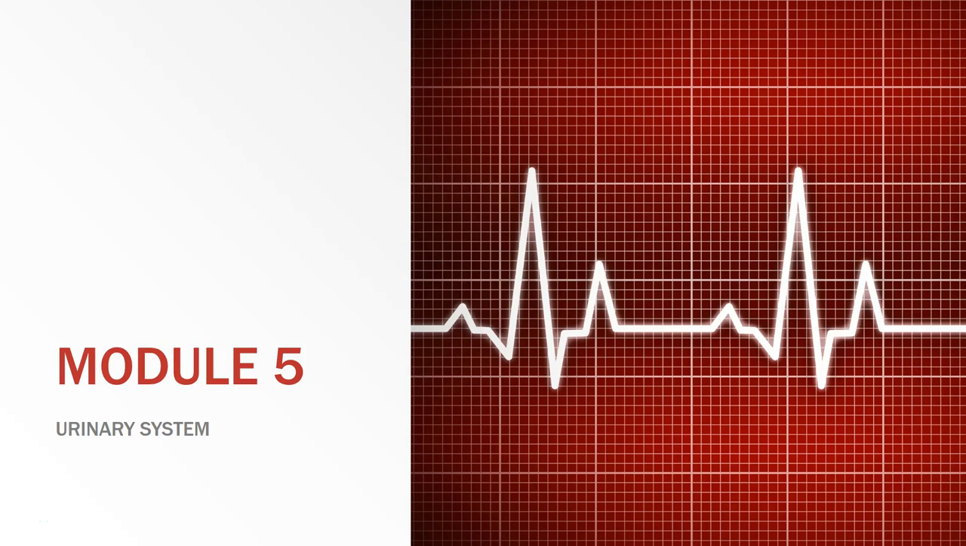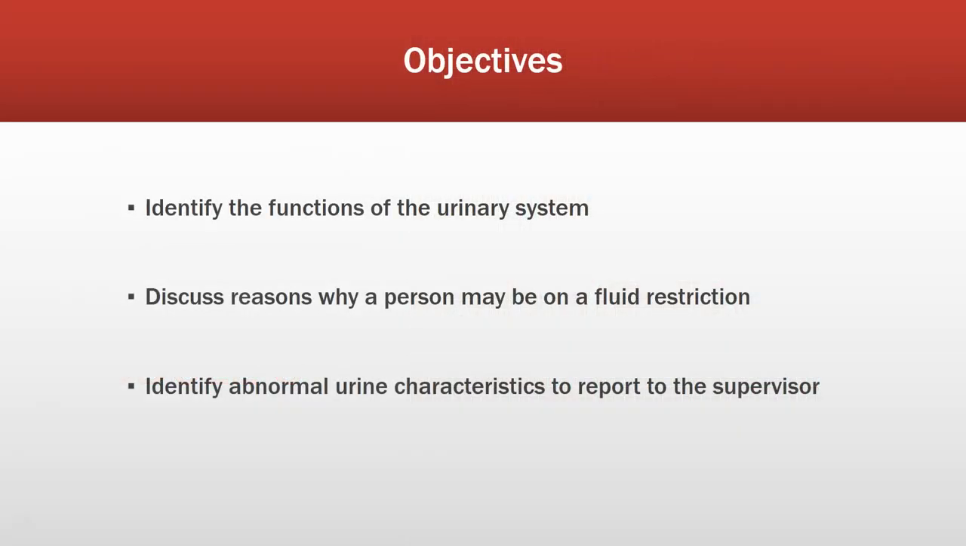Back on Module 5, this is Part 2, and it's reviewing the urinary system. The objectives will be to identify the functions of the urinary system, discuss reasons why a person may be on a fluid restriction, and identify normal urine characteristics to report to the supervisor.